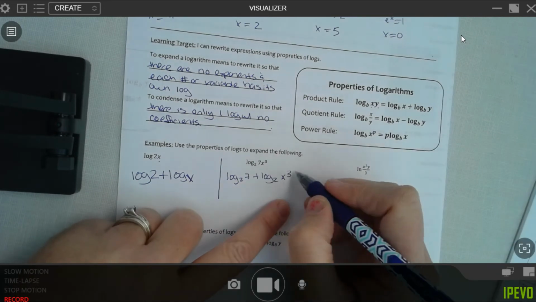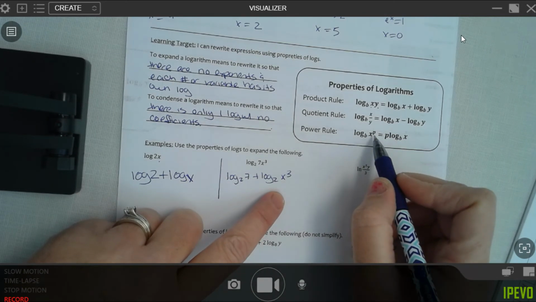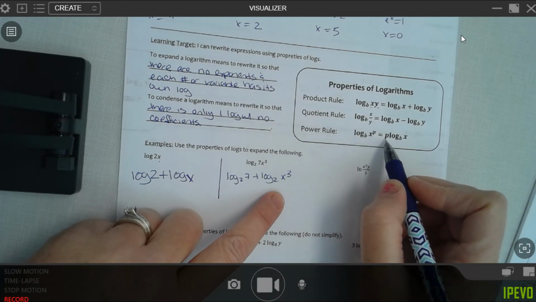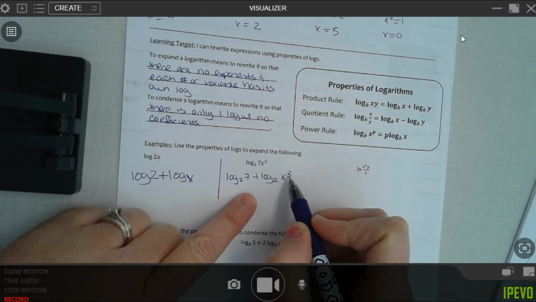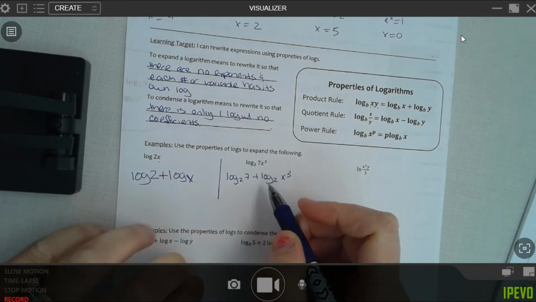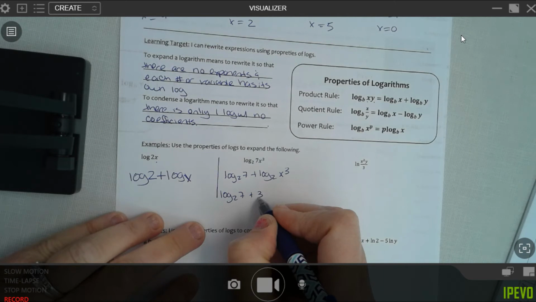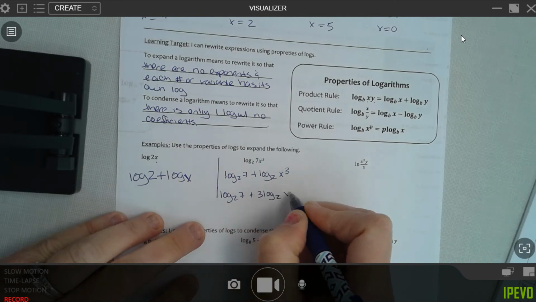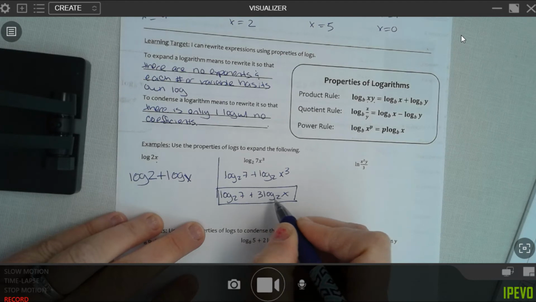Now there's an exponent on this term, so I need to go down here to the power rule. The power rule says if there's a power on your term, you just put it out in front. And you put it out in front of only that term. So not all terms are going to get the power. So the 3 will go in front of just this log right here. So your final answer will look like this. So the 3 goes out in front of just the log.